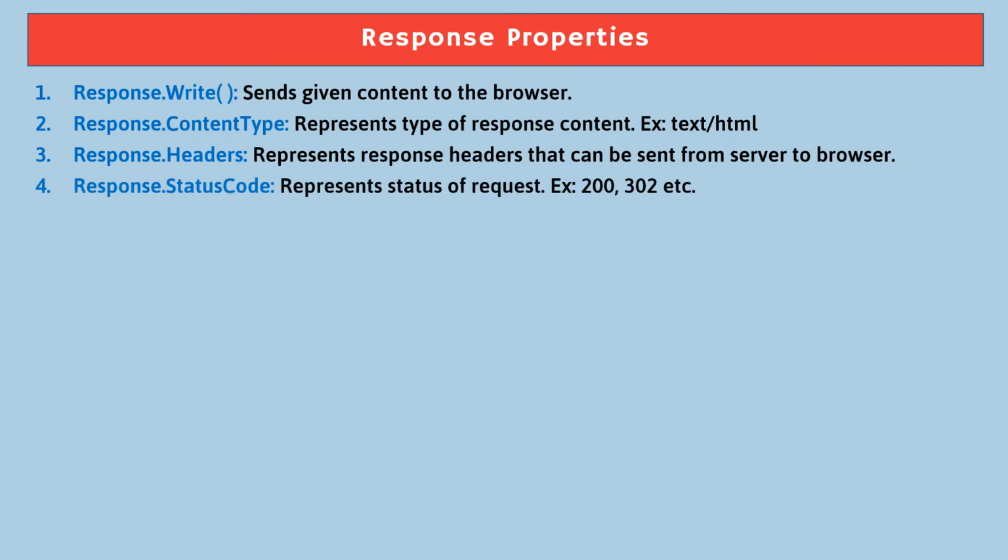The Response.StatusCode property represents the response status code such as 200, 302 or 500 etc. For example, 200 means OK or success. I have explained about the status codes in my Introduction to HTTP video.